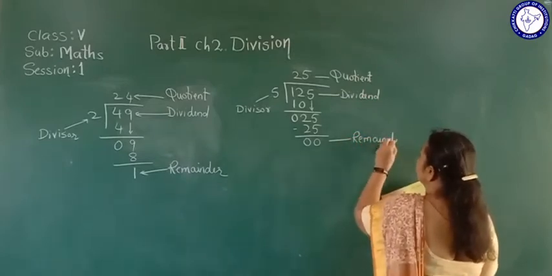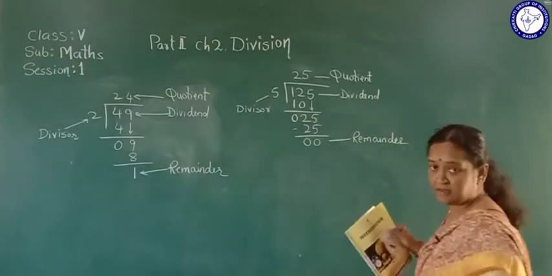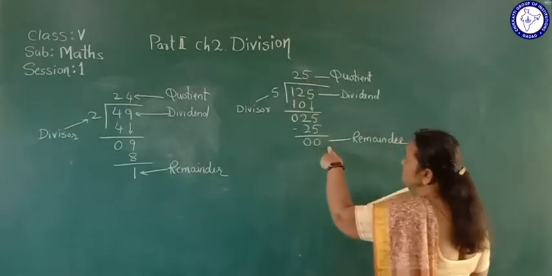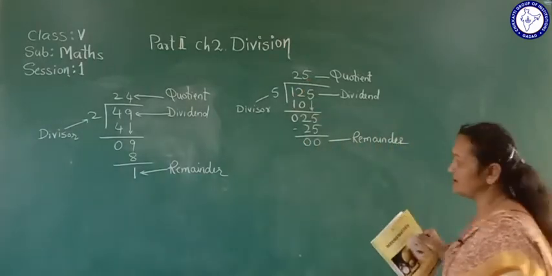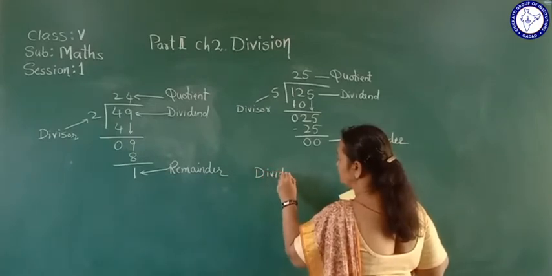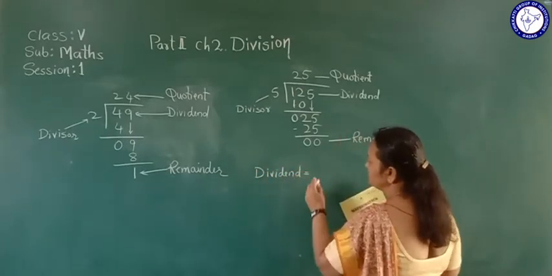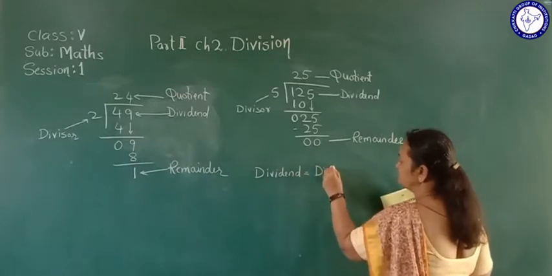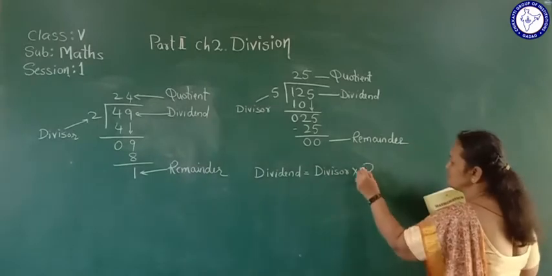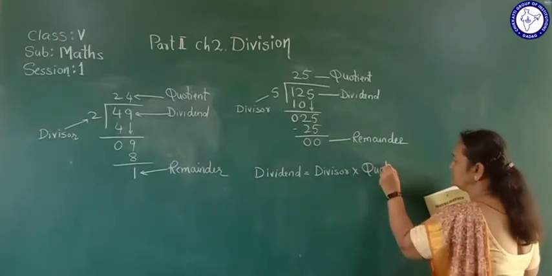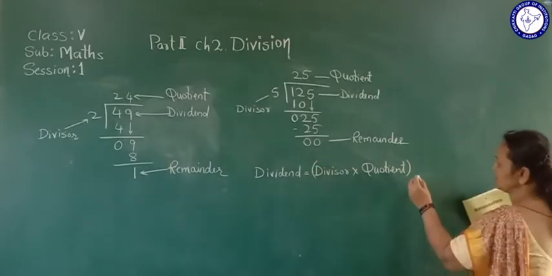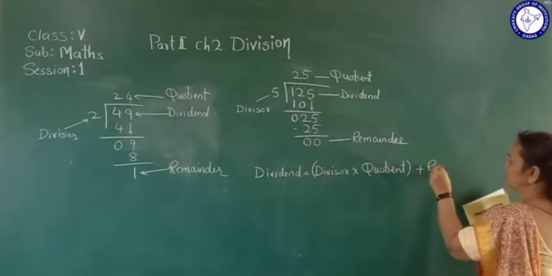Now from this what we learnt is that divisor into quotient plus remainder is dividend. That is, dividend equals divisor into quotient, plus remainder.